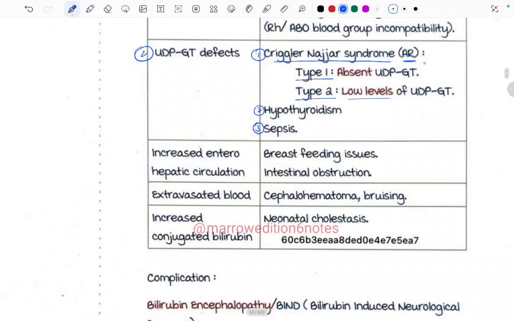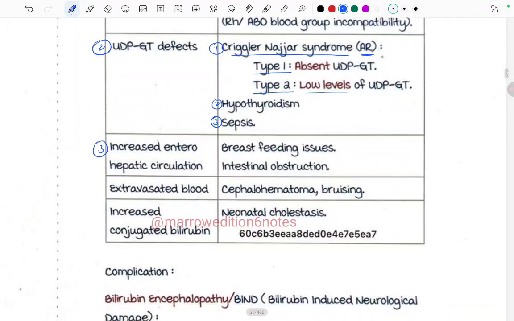Third condition in which the pathological jaundice can be seen is increased enterohepatic circulation. This increased enterohepatic circulation can be seen in breastfeeding issues or intestinal obstruction. Right? Breastfeeding issues or the intestinal obstruction. Fourth one is extravasated blood, which can be due to cephalhematoma or bruising. Fifth one is increased conjugated bilirubin, which is seen in neonatal cholestasis.